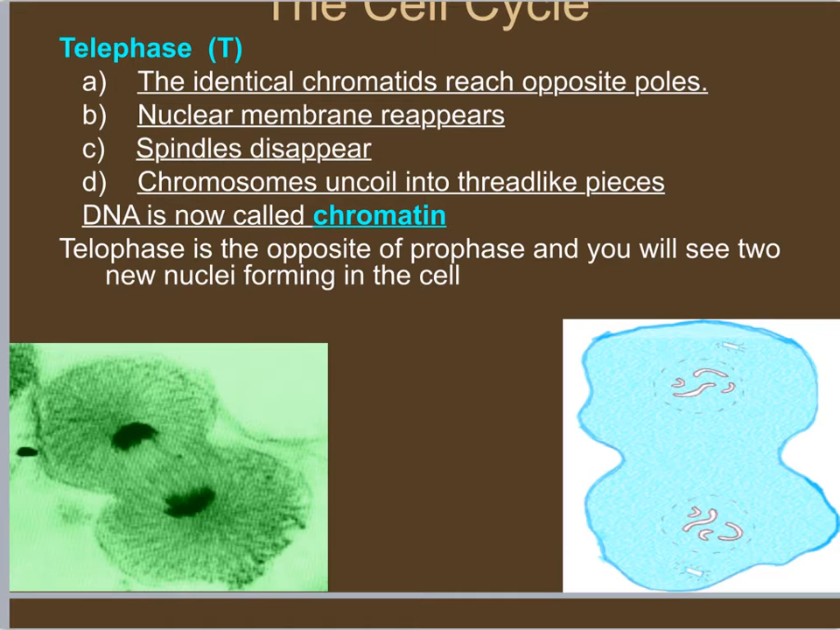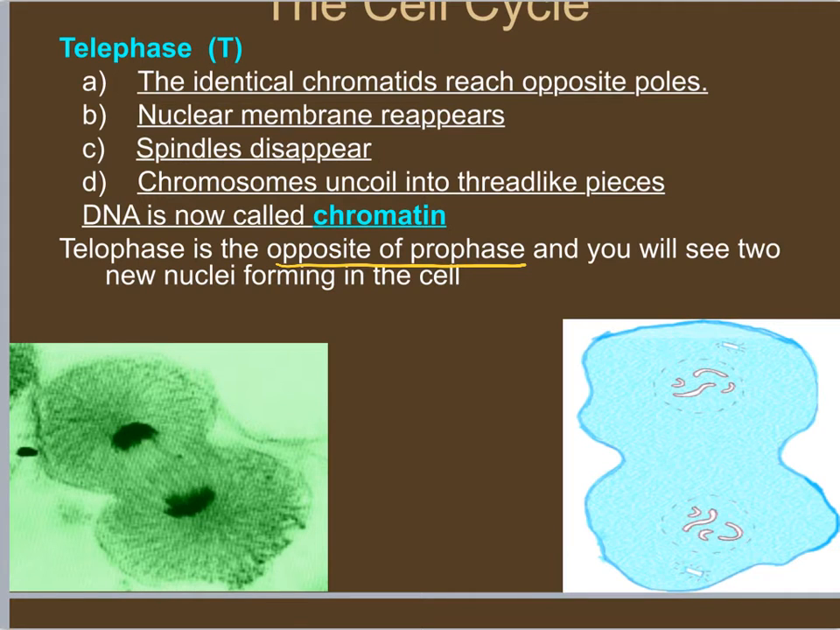So then the last phase of mitosis is telophase. So one thing I want to say about telophase is it's the opposite of prophase. Okay, so instead of one nucleus disappearing, you have two new nuclei forming. Okay, so again, it's the opposite. So in prophase, your chromosomes are in the middle.